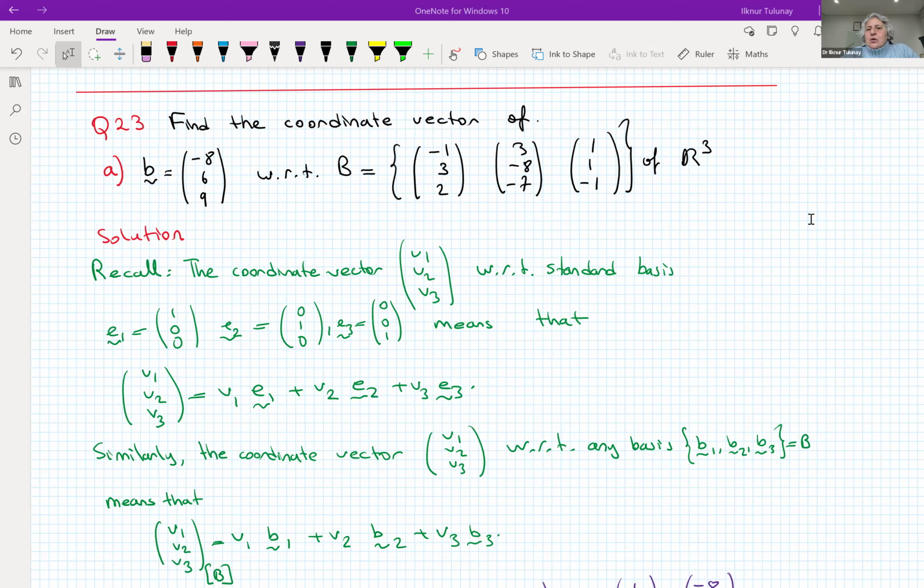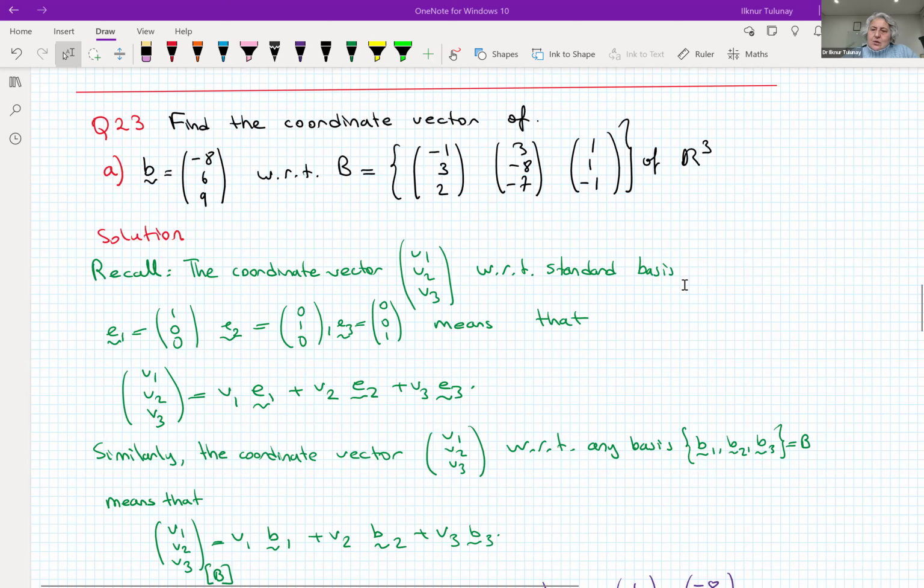MATH2099. I'm going to go through the solution of 23. This is about the coordinate vectors of a vector in a vector space. We would like to find the coordinate vectors of this vector with respect to the basis given by these vectors in R3. This is our question.